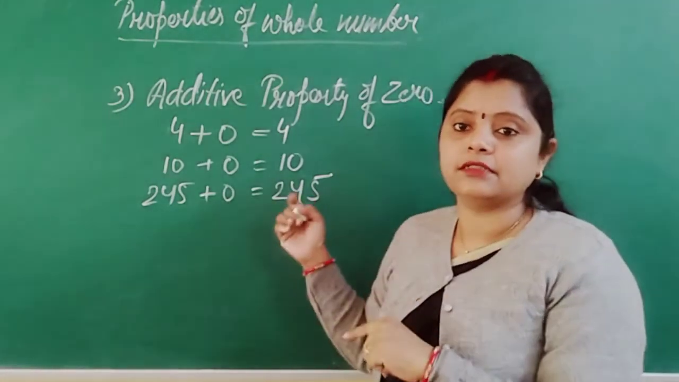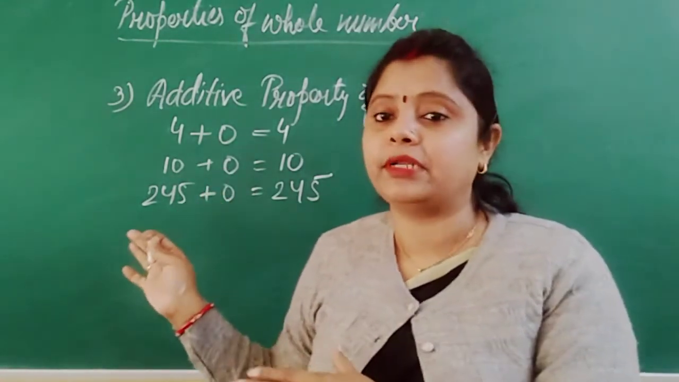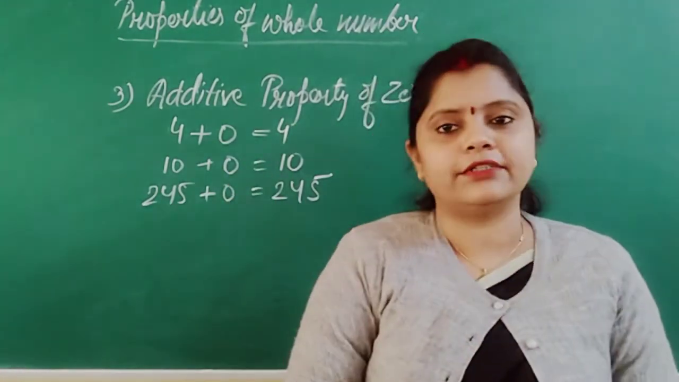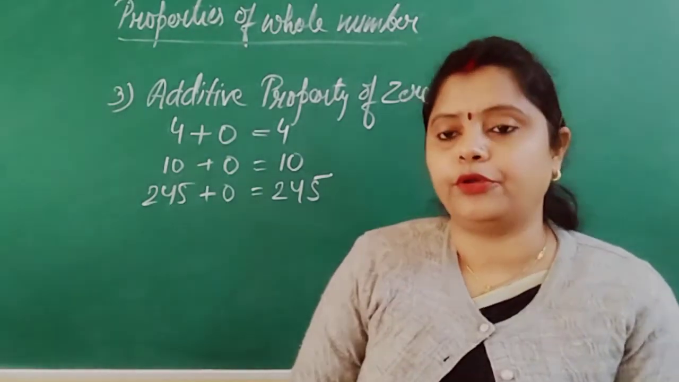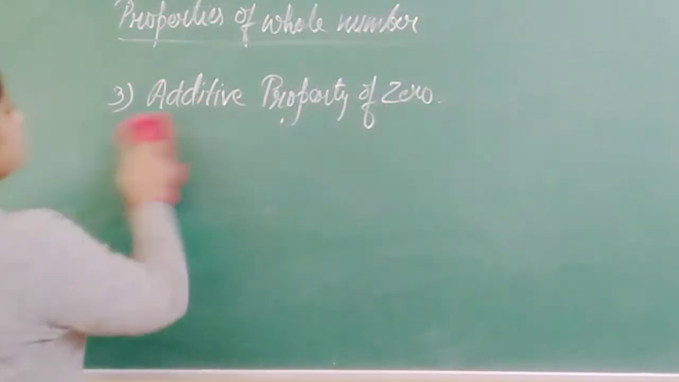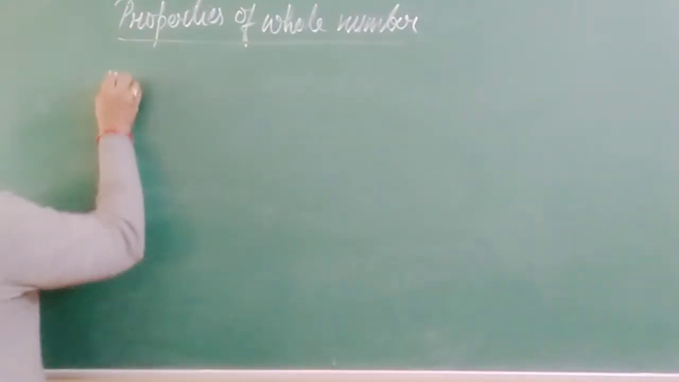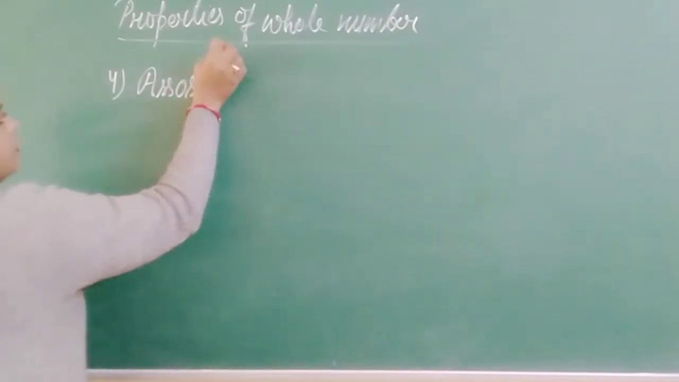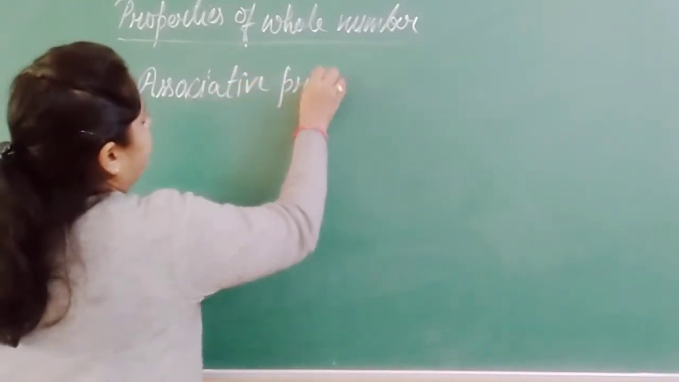The first two properties we have discussed. Right now you can see this is the third property. That means if in a question this type of format is given and it is asked which property is followed, you can simply say this is the additive property of 0. Now we are going to discuss the last property of addition, and that property is known as the associative property. So the fourth one is the associative property.